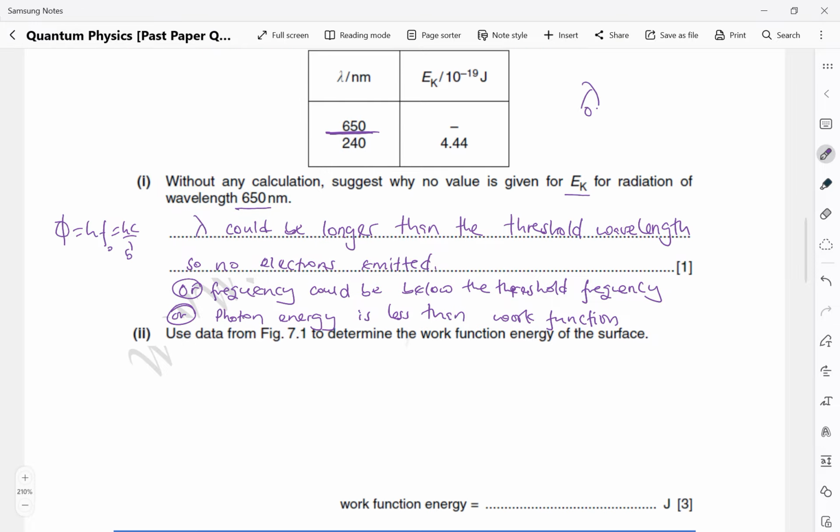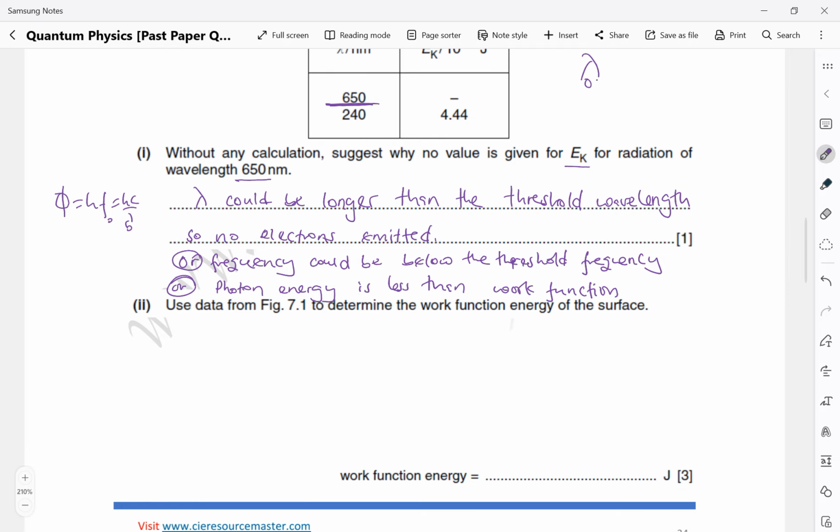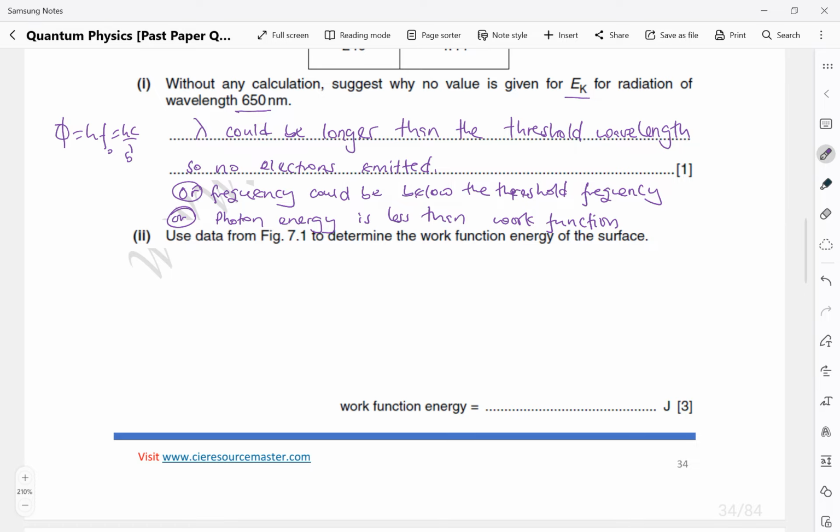Use data from figure 7.1 to determine the work function energy of the surface. Okay, so we know that from Einstein's equation, the energy of a photon, call it E, is equal to the work function energy, call it phi, plus the maximum kinetic energy, called E max. So the energy of a photon is given as hc over wavelength, which is equal to the work function energy plus the maximum kinetic energy E max.